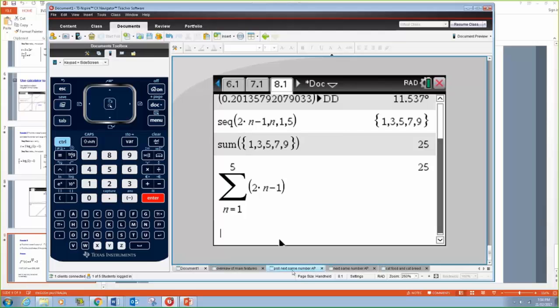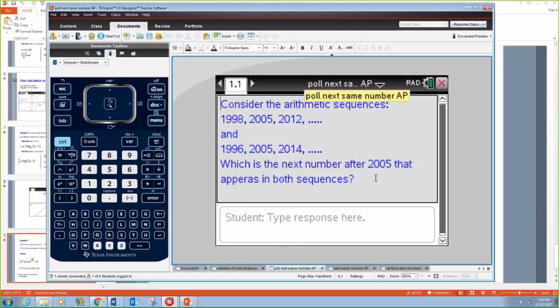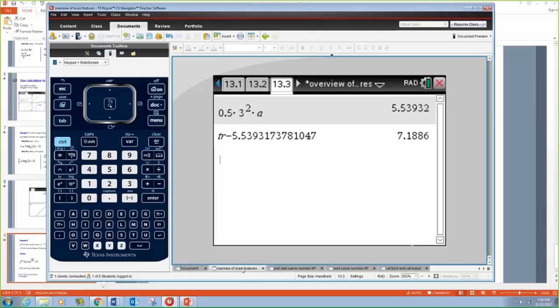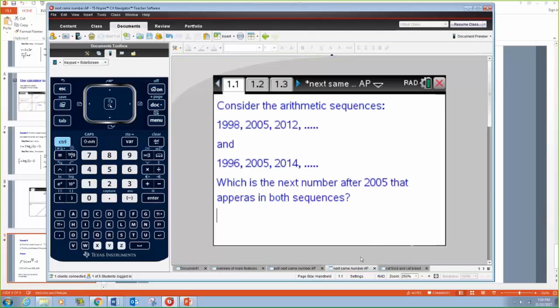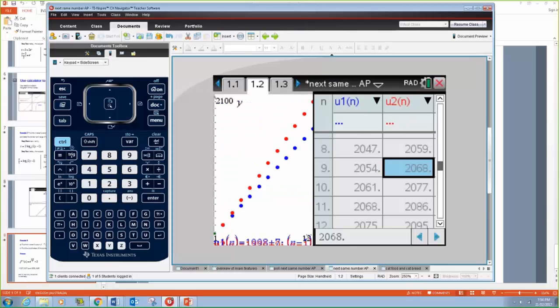I have one little activity here, so this is just a poll. Consider the arithmetic sequences, this one and this one. Which is the next number after 2005 that appears, oh, there's a mistake here, in both sequences? So you can send it to the students and ask them, saying you can have the calculator, but to illustrate what can be done, we can enter both sequences, and of course they are arithmetic.